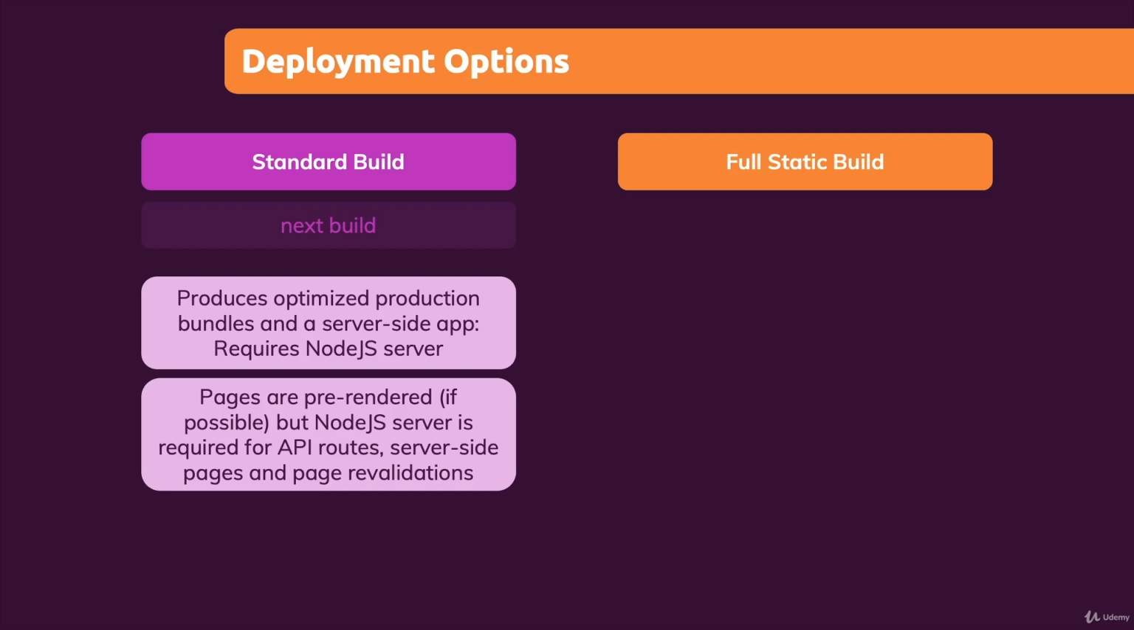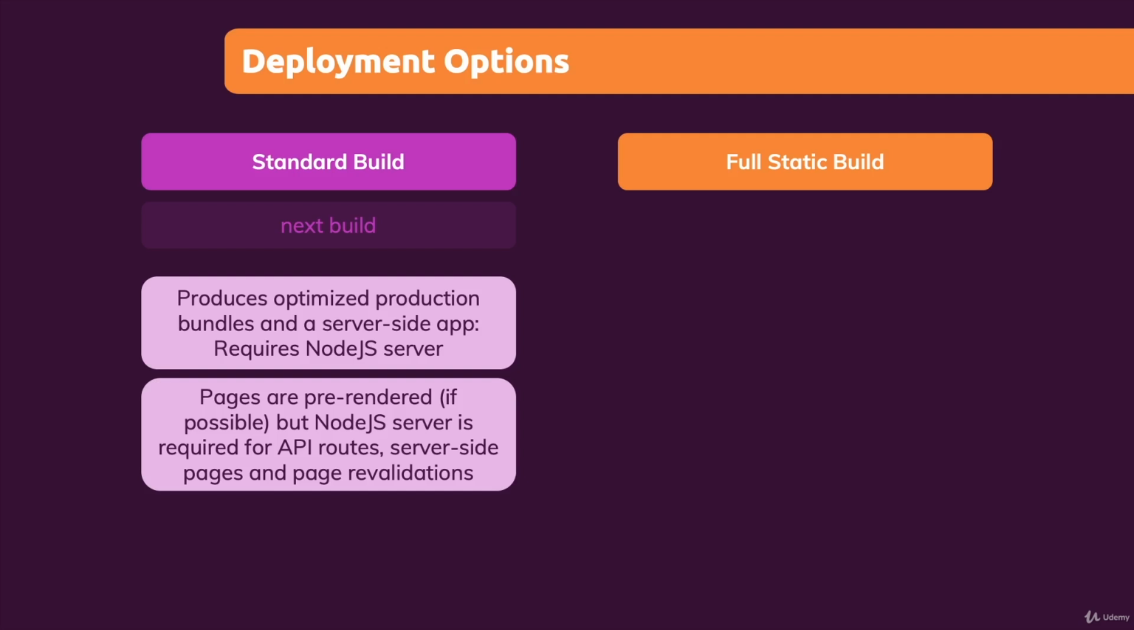Now, don't get me wrong, pages will still be pre-rendered during the build process, if possible. So if you have pages with get static props or with no data at all, those pages will still be pre-built when you run next build. But you still have the Node.js server, as I just explained, for your API routes, which can and should only run on the server, for server-side pages that use the get server-side props function, and for page revalidations, which you might want to perform on your statically rendered pages.